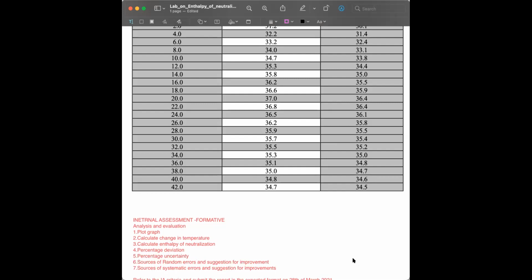And random errors, I just thought of something. Yes, a parallax error can come when you're taking the reading. Heat loss is a random error. No, one second. Heat loss comes in systematic error. So for random error, maybe parallax, no, parallax is also systematic.